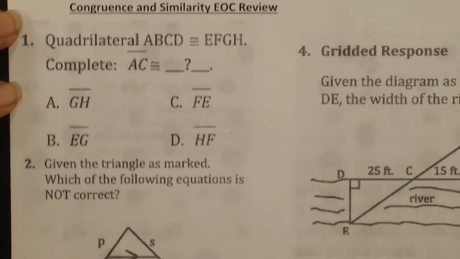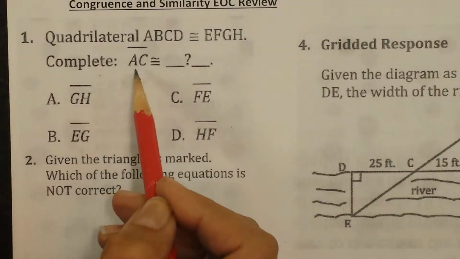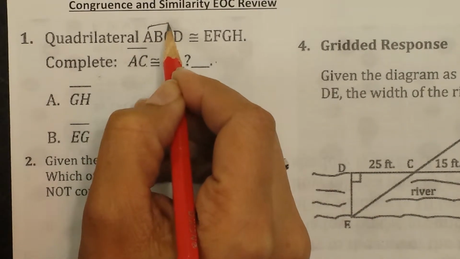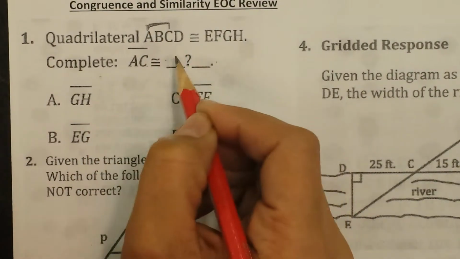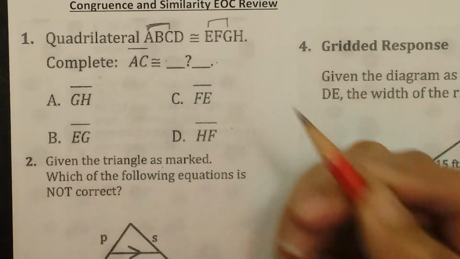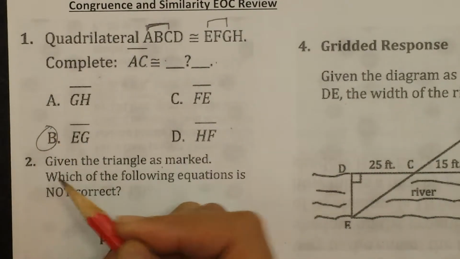Alright, so number one, quadrilateral A, B, C, D is congruent to E, F, G, H. Complete the sentence. AC is congruent to what? If I go from A to C, I need to do the same thing on the other one, because remember, for congruence it has to be in order. So I have to go from E to G. So look for the option from E to G, and that's going to be option B.